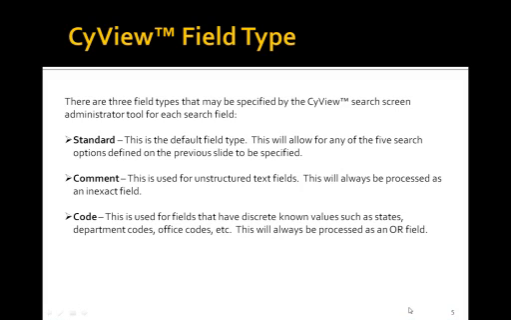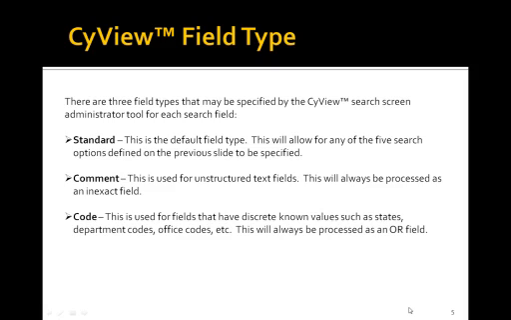There are three field types that may be specified by the CyView Search Screen Administrator tool for each search field. Standard, this is the default, which allows for any of the 5 search options previously defined to be specified. Comment, this is used for unstructured text fields and will always be processed as an inexact field. Code, which is used for fields that have discrete known values such as states or department codes, etc., will always be processed as an OR field.